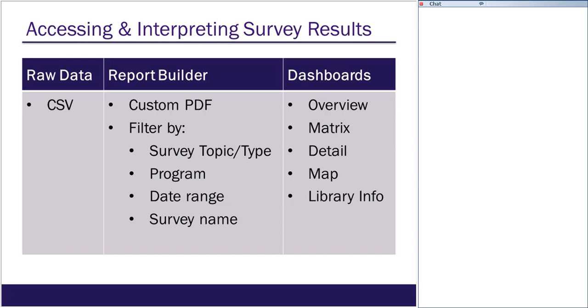As I mentioned, you can get the raw data in CSV format that you can then import into Excel, and you can slice and dice it as you wish and sort using Excel. We'll be talking about the report builder, where you can get custom PDF reports, and you can filter those reports by survey topic and the type of survey, and we'll be talking more about what those topics are and the type of surveys. You can also filter by program, date range, and survey name. And then the dashboards are where you can see the overview and more visualization type reports, where you see a matrix and detailed reports with all of the percentages from your surveys and maps of where the locations are on your library map, and of course your information that includes your output information, staffing, etc.